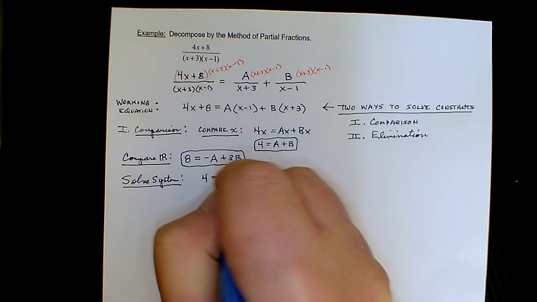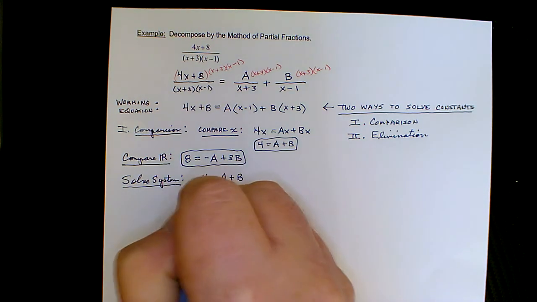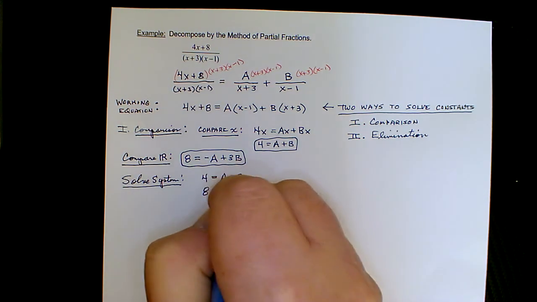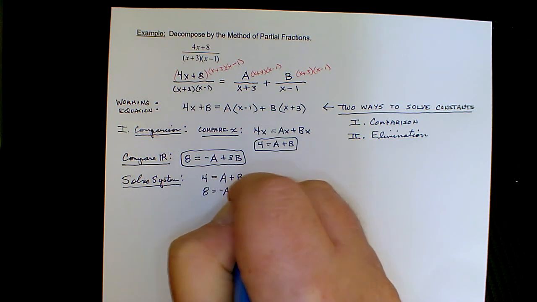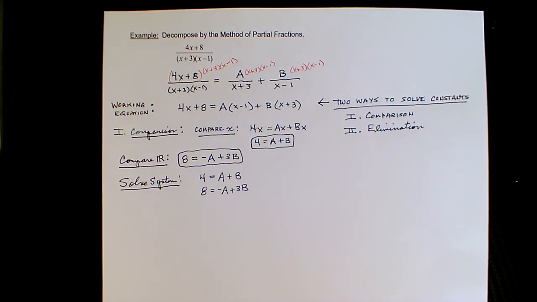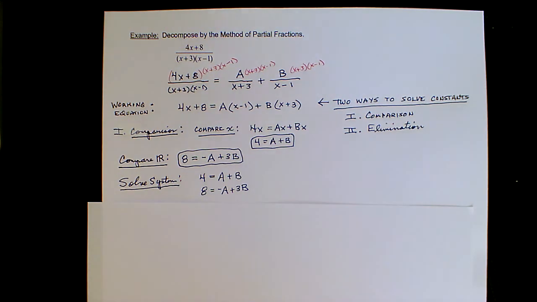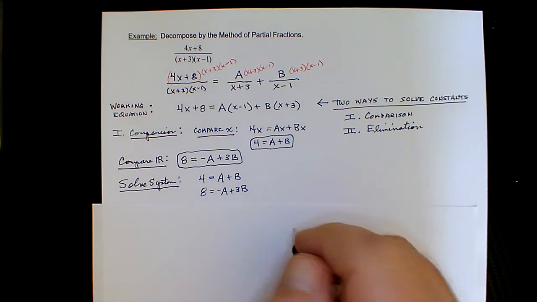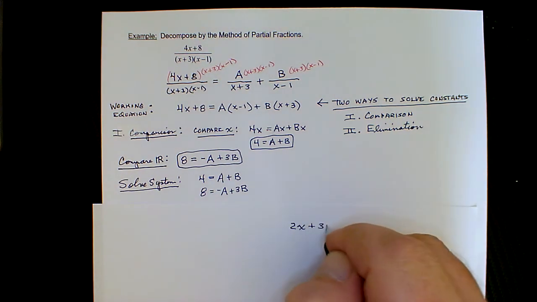So if I line up 4 equals A plus B and 8 equals negative A plus 3B, the easiest thing to do here in this case is just simply add the two equations together, and the A's are eliminated. But I want to mention something. I grabbed a sheet of paper here. Just make sure you know I'm going off to the side just to illustrate a concept here.